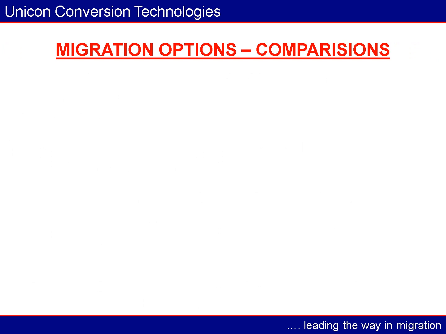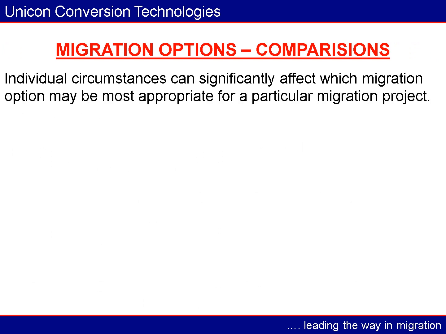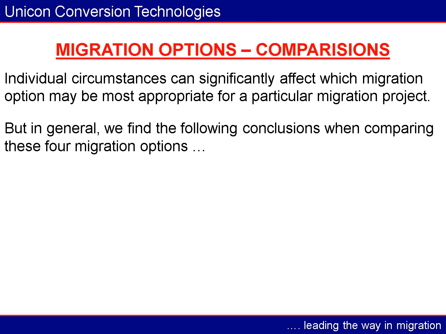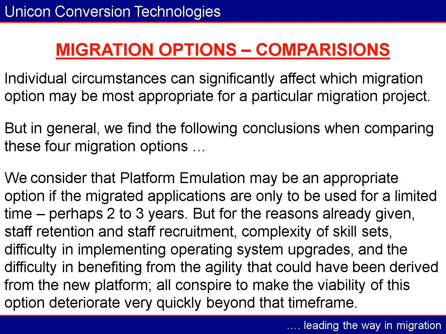So let's compare these four migration options. Individual circumstances can significantly affect which migration option may be the most appropriate for a particular migration project. But in general, we find the following conclusions when comparing these four migration options. We consider that platform emulation may be an appropriate option if the migrated applications are only to be used for a limited time, perhaps 2 to 3 years.